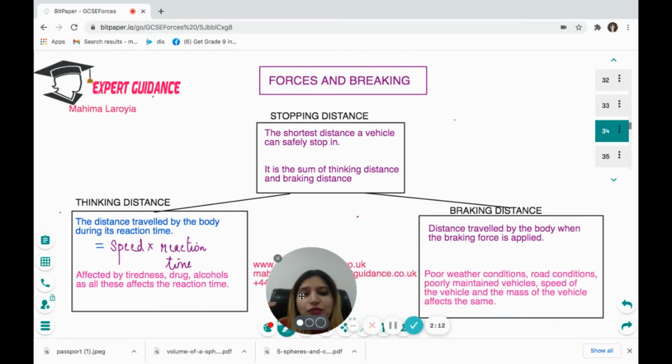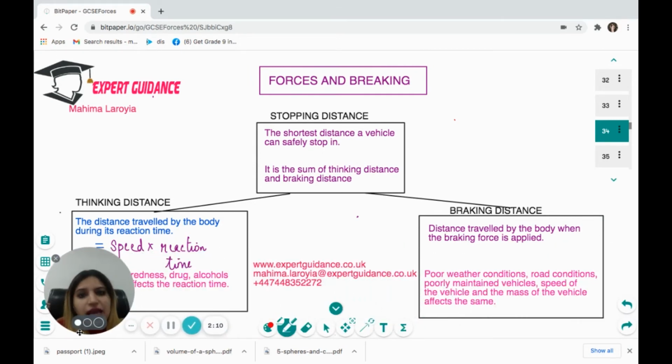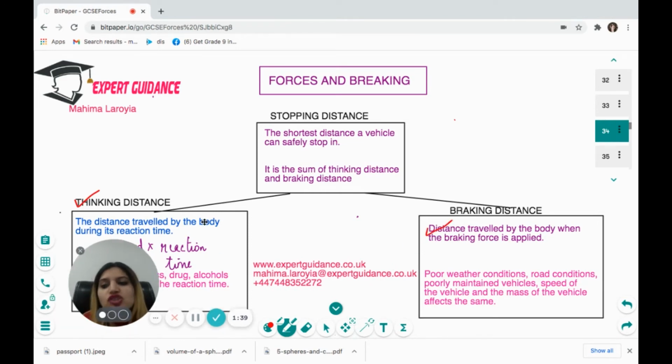Now let us look at forces and braking. What is forces and braking? When you're driving a car and you see some object coming in front of you, you first think what it is, then you apply the brake. The distance your body has traveled after applying the brake is the braking distance, and the distance traveled while you think and react is the thinking distance. Together, the thinking distance and the braking distance constitute the stopping distance.